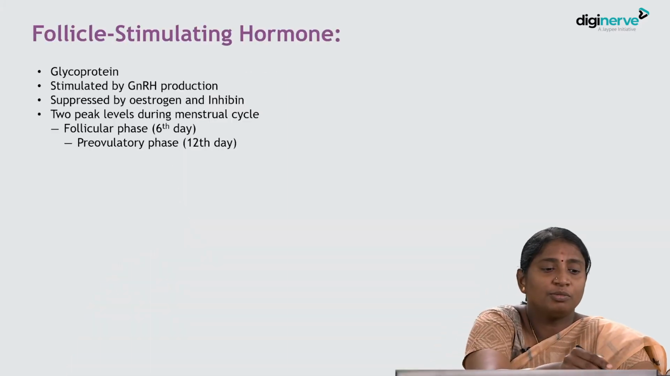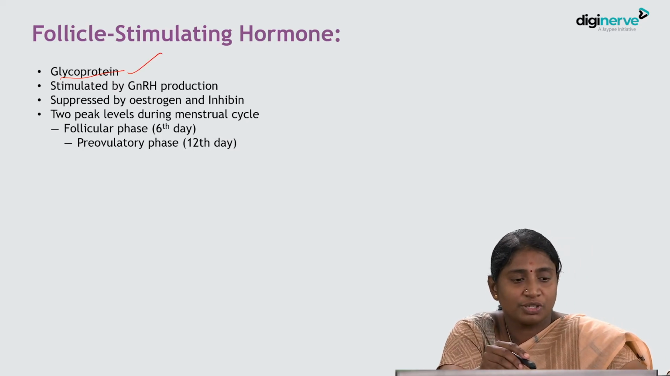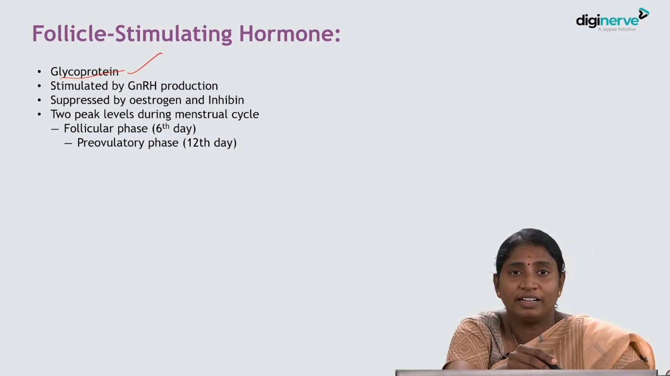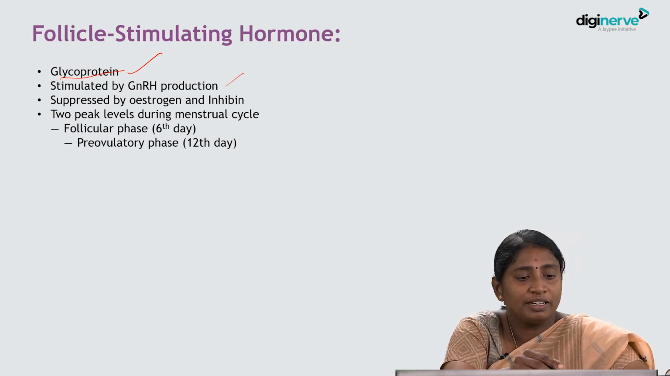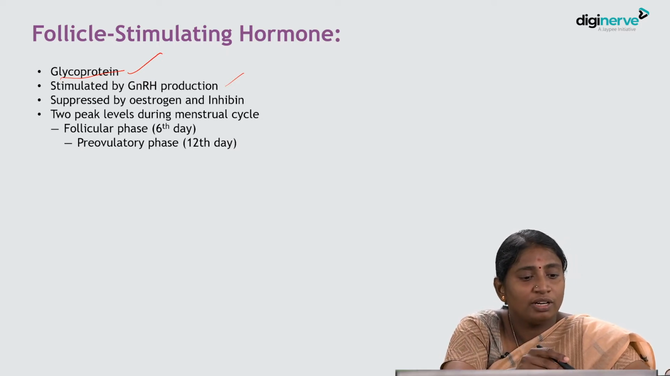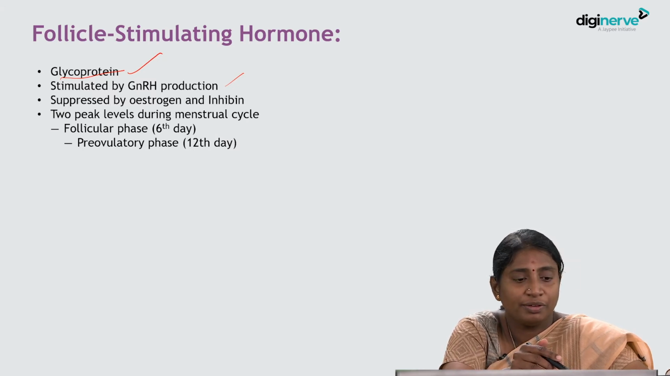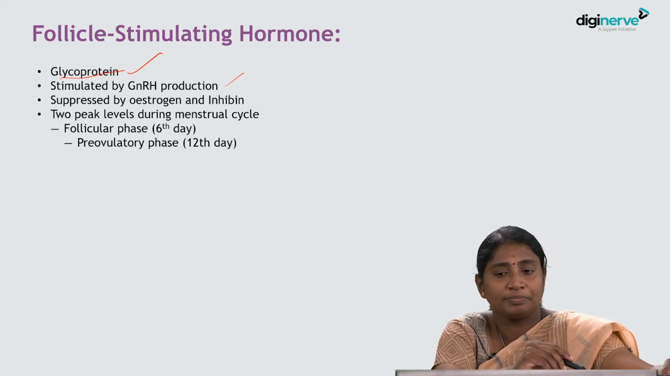Follicle stimulating hormone is a glycoprotein. It is stimulated by GnRH, mainly by its pulsatile release. It is suppressed by estrogen and inhibin. Two peak levels happen during the menstrual cycle. One is in the follicular phase at the 6th day of the menstrual cycle. Next is in the pre-ovulatory phase, which happens on the 12th day of the menstrual cycle.